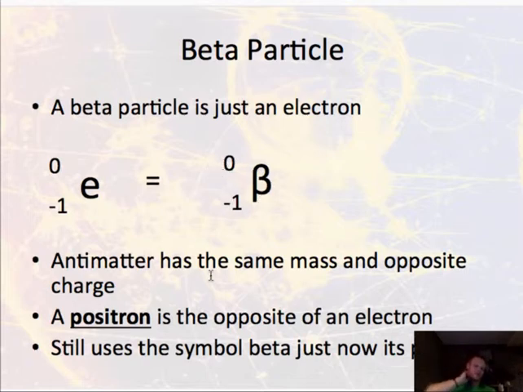We won't really get into this too much, but there's this thing called antimatter. Antimatter is basically matter, but it has the same mass and opposite charge. So the antimatter to an electron is something called a positron, and basically all it is is a positively charged particle. And you still use the same symbol beta, but instead of -1 here, it'd be +1. We don't really deal with it too much, but just be aware there is this thing called antimatter, and basically it's the opposite charge of the matter that we know and love so dearly.